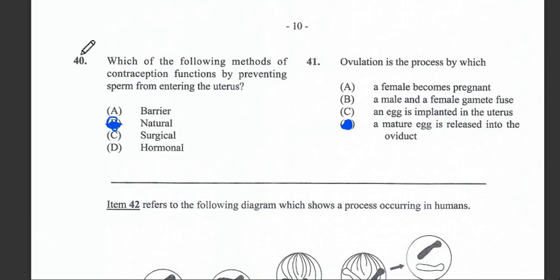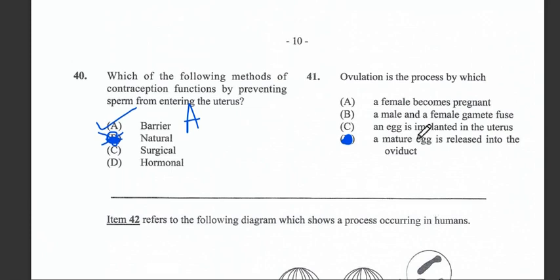This is not the answer. We're talking about the method of contraception that functions by preventing the sperm from entering. There's no way natural could prevent the sperm from entering the urethra. So the best answer here would be barrier. So the answer is A. Write it clearly. If you guys have any other answer, please feel free to let me know in the comment section.